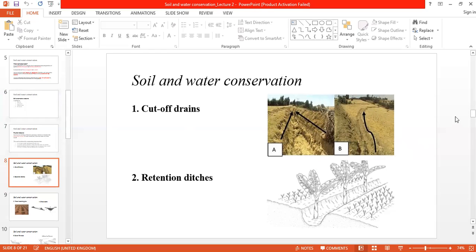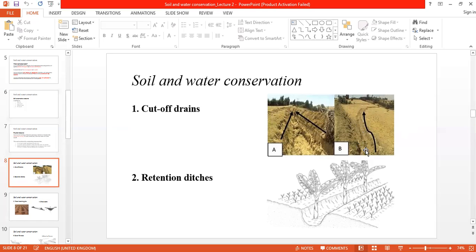What you do is that you dig a trench in this direction so that if water is coming this side, it is trapped in this trench, and now it cannot run off this side, meaning that you ensure that the place is not eroded because the water is being trapped, and therefore the speed is reduced. So these are cut-off drains.